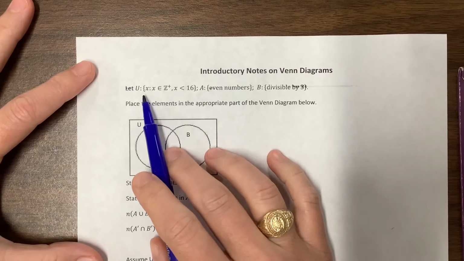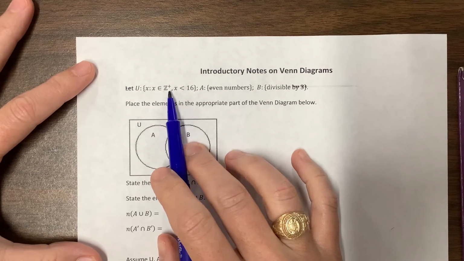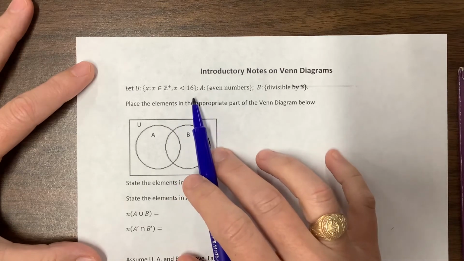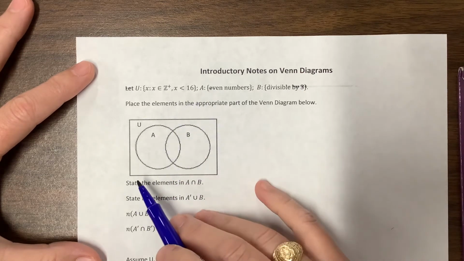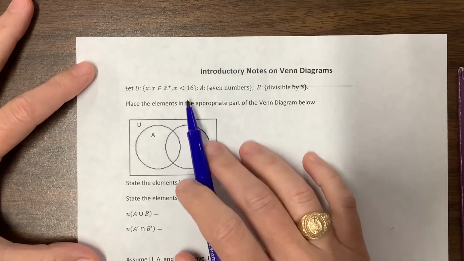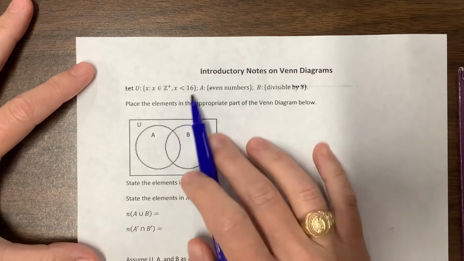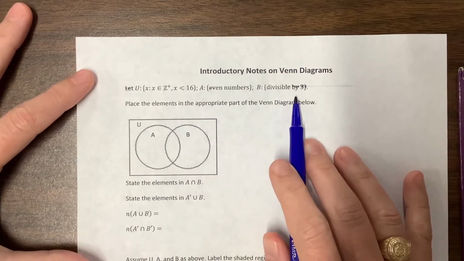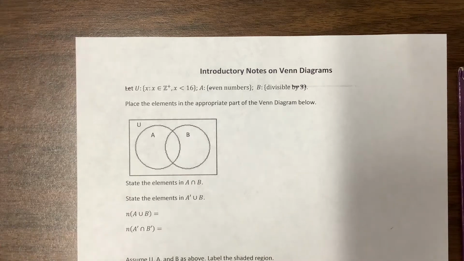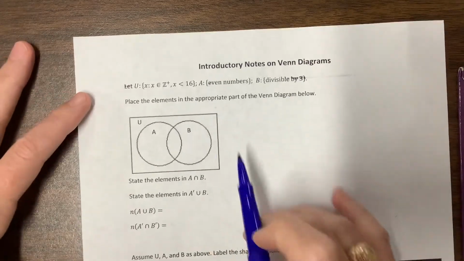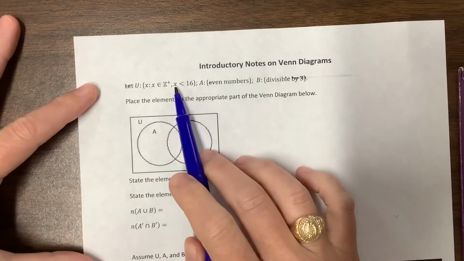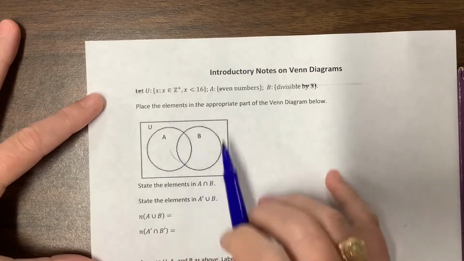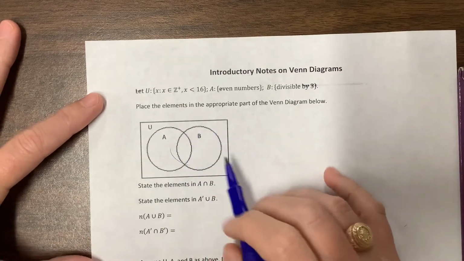So in this one, they're saying the universal set is the set of positive integers less than 16, where x is less than 16. So we're looking at the positive integers from 1, because 0 is not a positive integer, up to 15, because 16 would have to be equal. And then A are our even numbers, and B are the numbers divisible by 3. So what we want to do is put the elements in their correct spot. So I'm going to do all the integers from 1 to 15. Even numbers go here, numbers divisible by 3 go there.